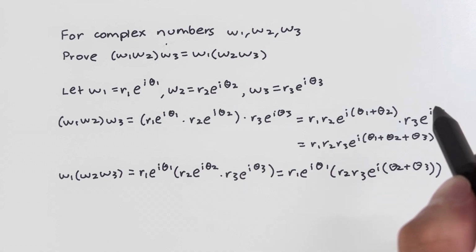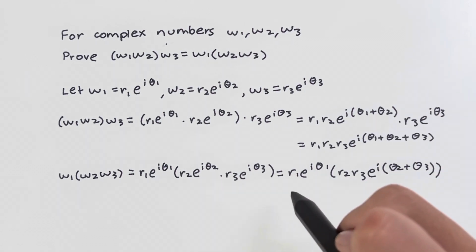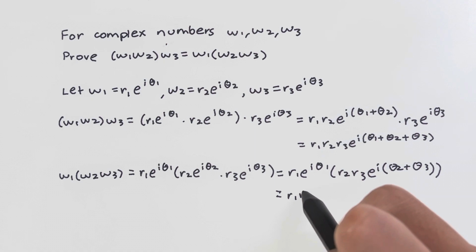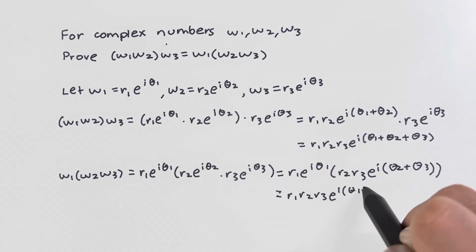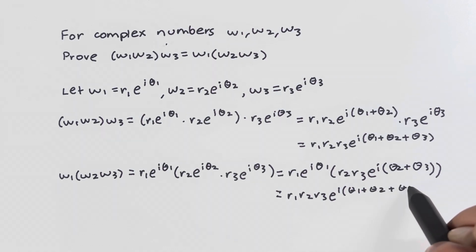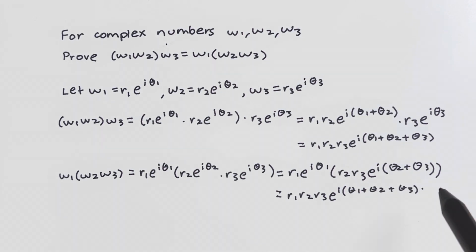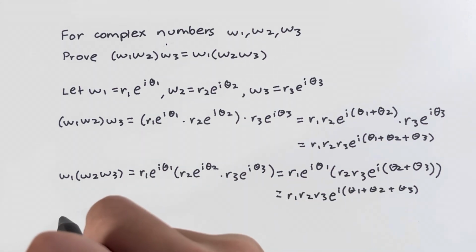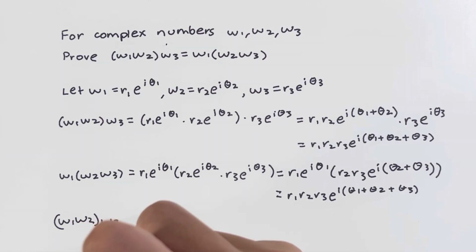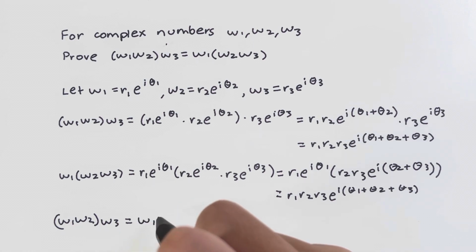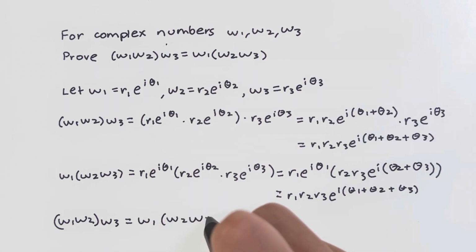So combined, this will equal R1 R2 R3 times e to the power of i (theta 1 plus theta 2 plus theta 3). So we have (W1 times W2) times W3 equals W1 times (W2 times W3), which shows that the multiplication of complex numbers is associative.